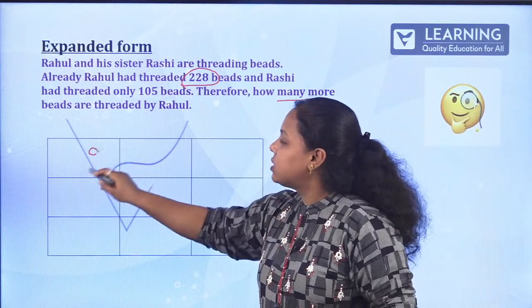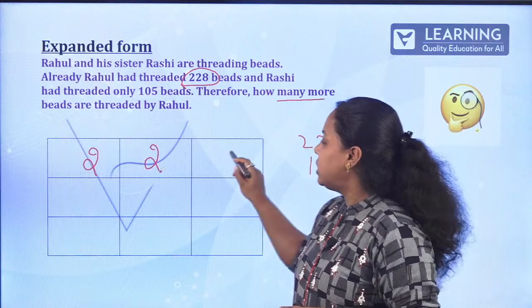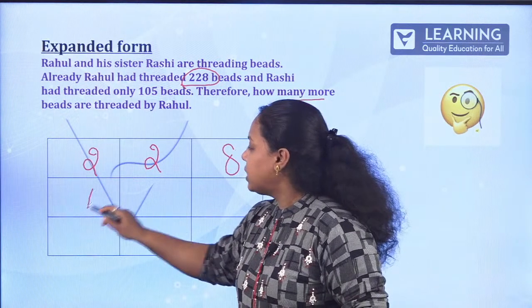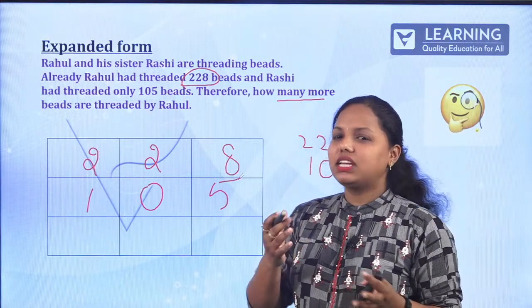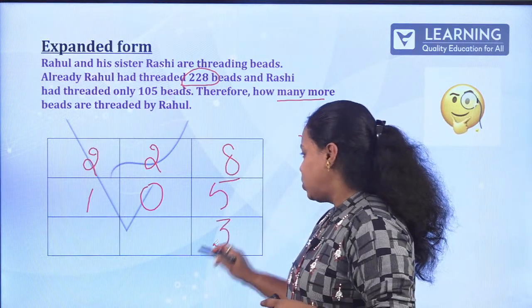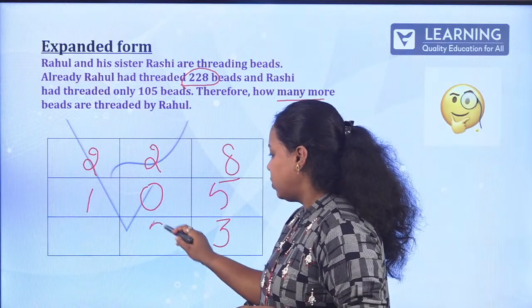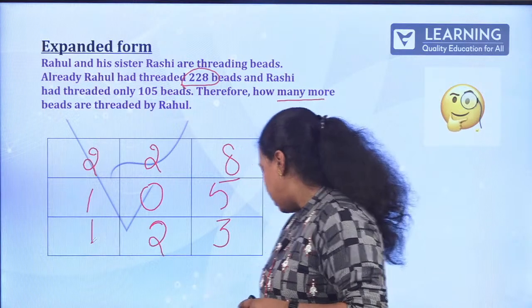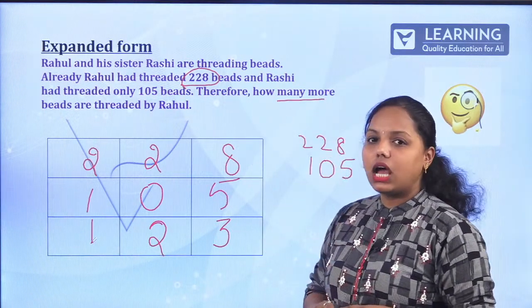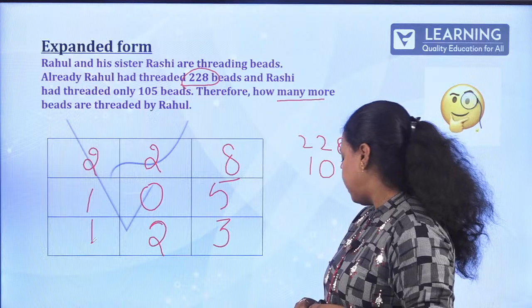So the greater number is 228. I have to subtract 105 from it. Now 8 minus 5 will give me 3. 2 minus 0 will give me 2 itself. Now 2 minus 1 will give me 1. So what is the number? It is 123.